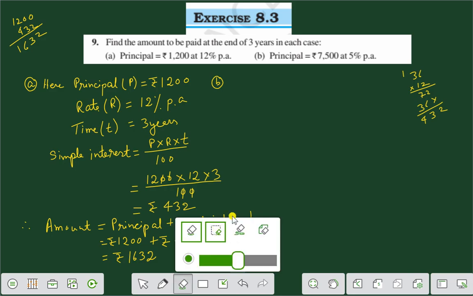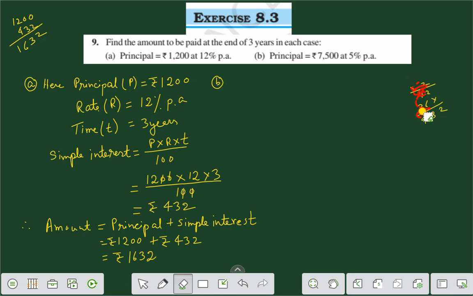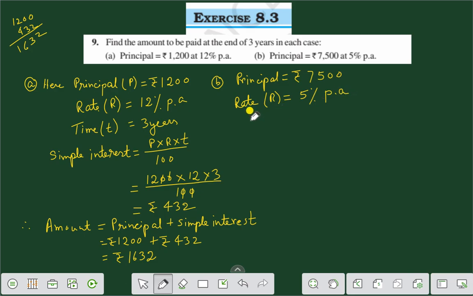Now B part is, where you see principal is equal to rupees 7,500, rate R is equal to 5% per annum, and time T is equal to 3 years.